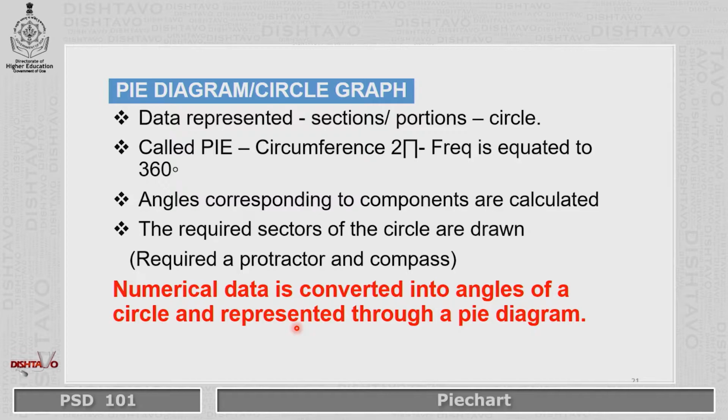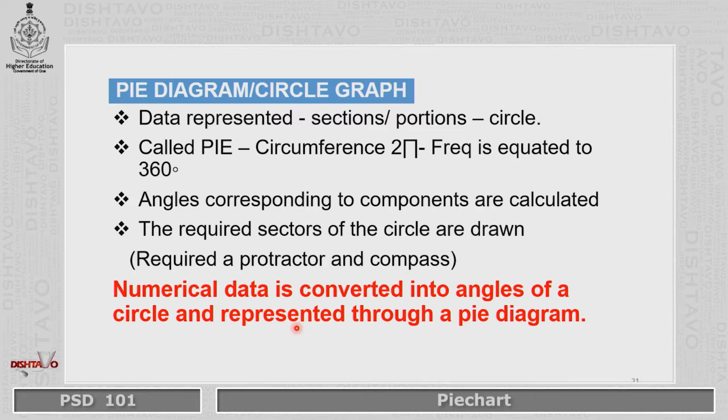The most important part of constructing the pie diagram is that there is an assessment of angles that will correspond to component parts in the data given, and these angles have to be calculated. The required sectors of the circle are to be drawn taking into account the angles, for which you would require a protractor and a compass along with your drawing material, that is your pencil, your rubber and your ruler.